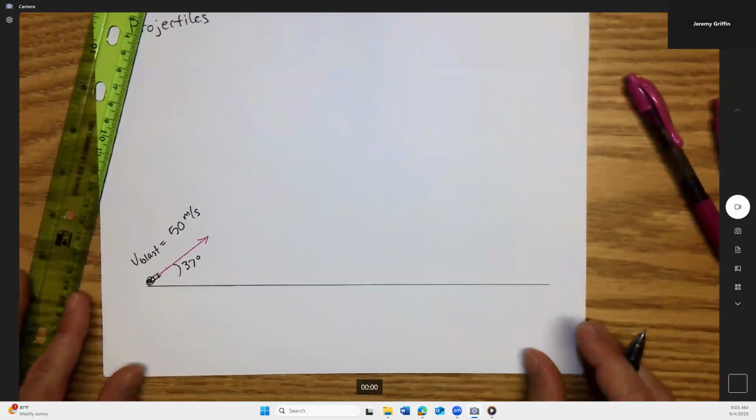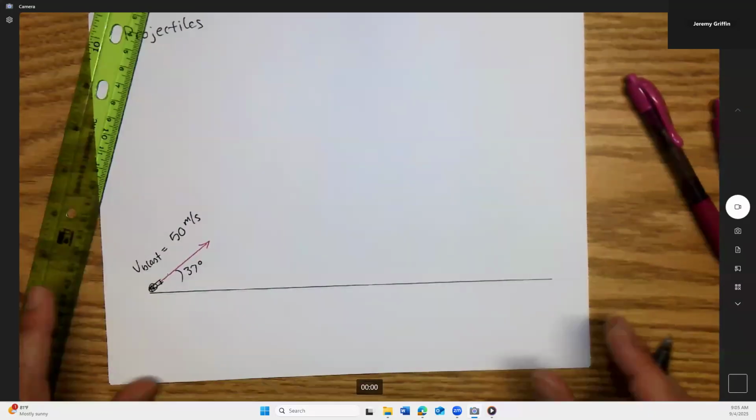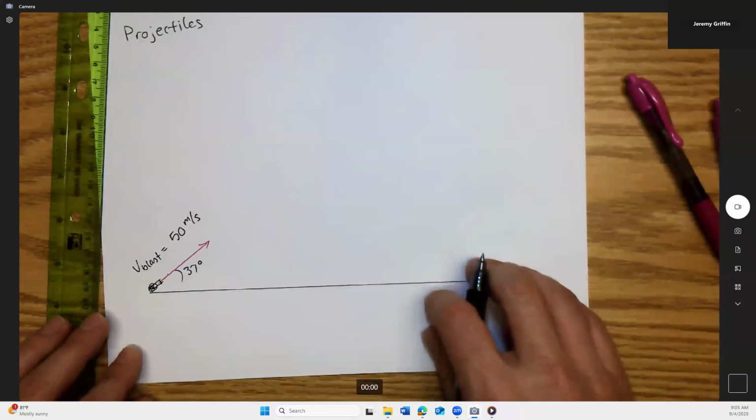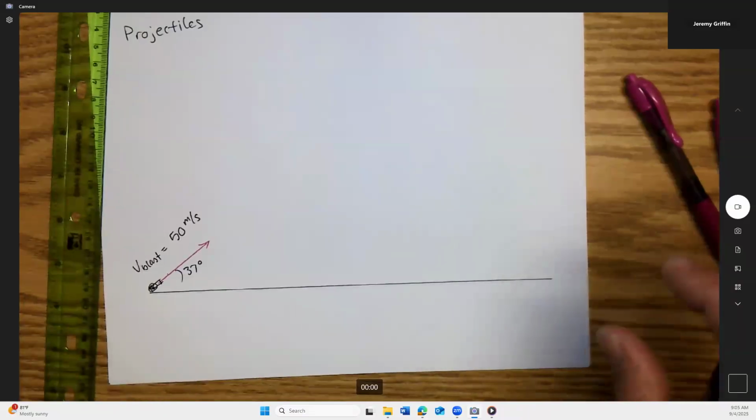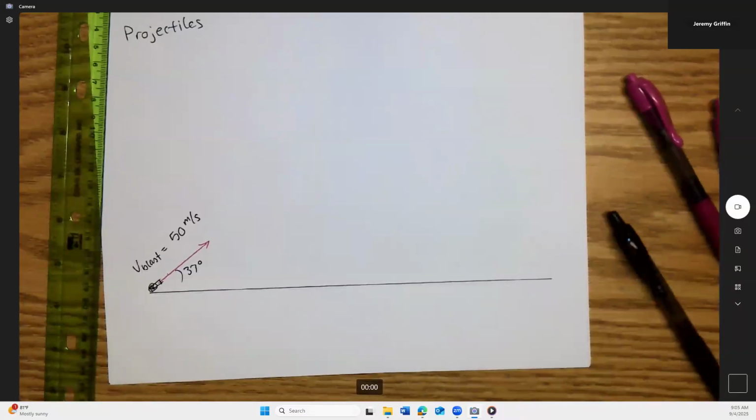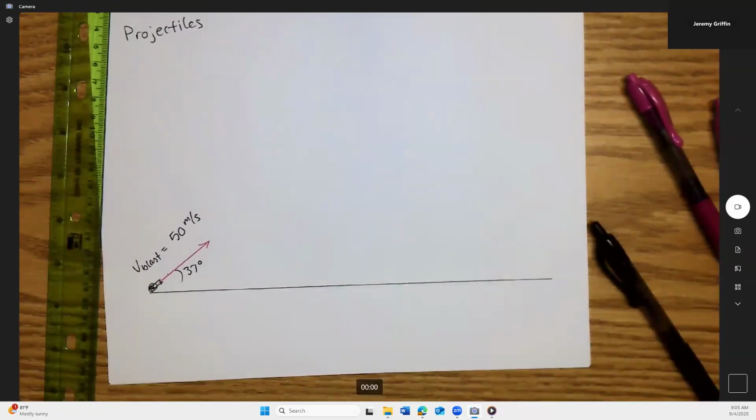Are we drawing this on? No, this is just for your notes. Guys, this is for your notes. That half page is going to be for the lab later. Good thing I wasn't using it.